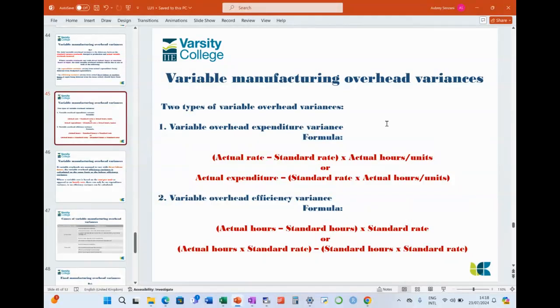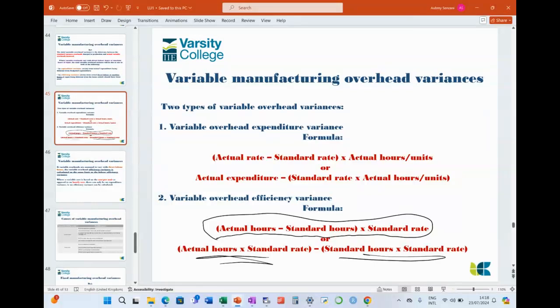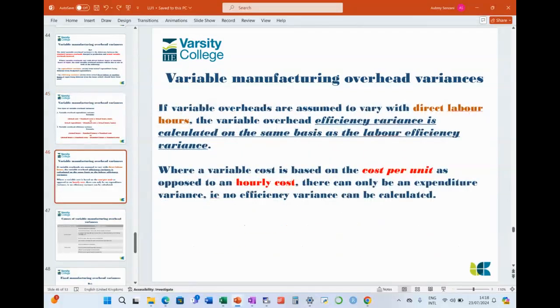Second one, variable overhead efficiency variance. Okay, efficiency, we're talking about time. Can you see here they say actual hours minus your standard hours times your standard rate. So you need to choose which formula am I going to use? Which one does my mind easily connect with and is easy to remember? I always preferred where it would then just be times one thing, not having to remember additional stuff like this. That was me. But yeah, we're not all the same.